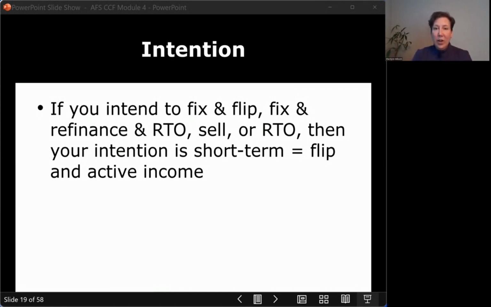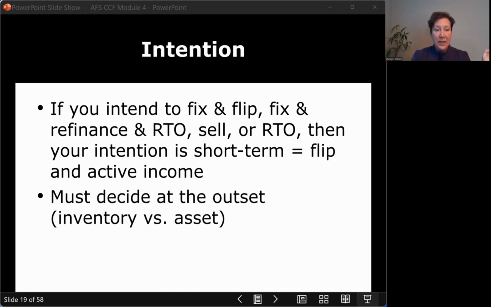Now, we still call it a flip, even though it's a potentially 3-year rent to own, because in real estate terms, 3 years as an intended hold is short. So if your intention is to let go of the property, sell it within a relatively short time period as far as real estate goes, then it's basically a flip. And that is active income, and all proceeds are taxed as active income.